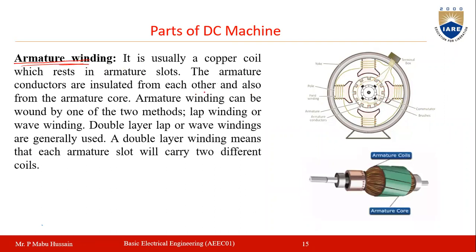This armature winding is made up of copper. Field winding and armature winding are both copper here. This armature winding will be placed in the armature slots. Sometimes instead of winding you can even use conductors. Conductors are bars.